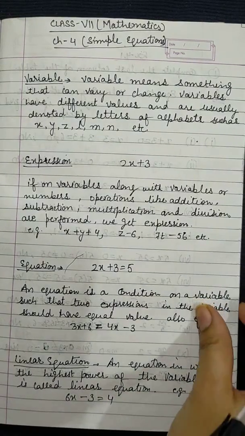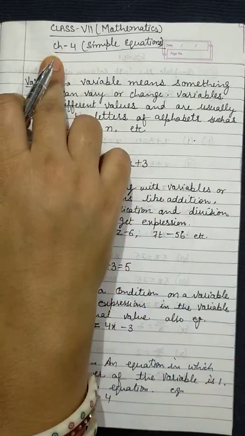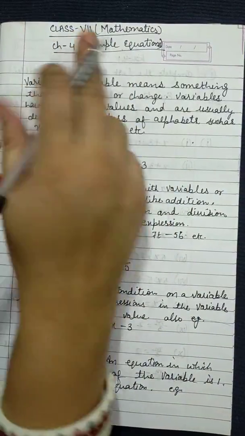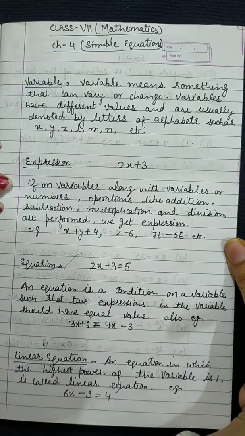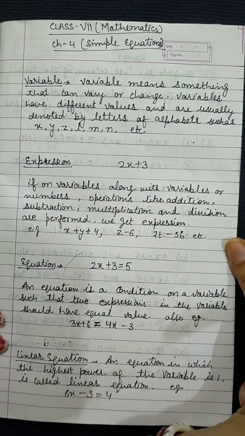Hello everyone, this is Gitika Chawla from USPC Jain Public School and today we'll start chapter 4, Simple Equations, of class 7. In this chapter we'll discuss variables, then expression, then equation, then simple equation.